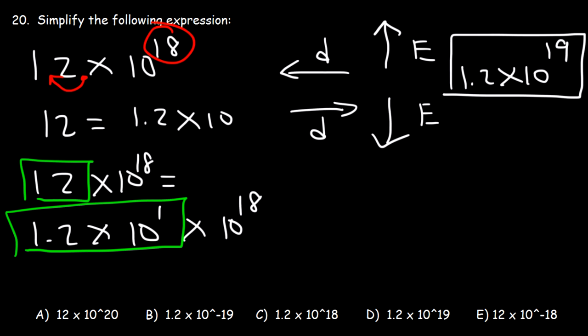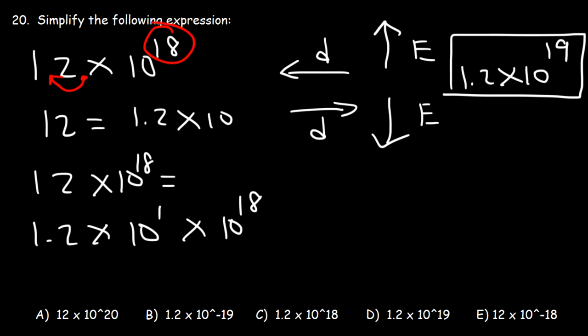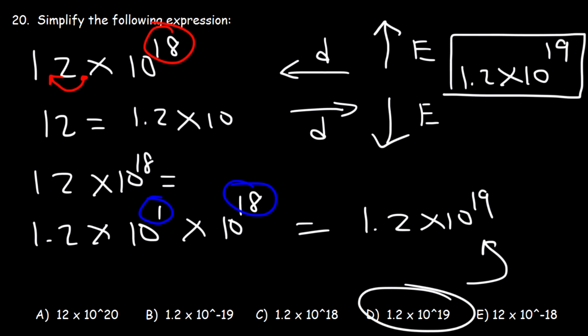So now you can combine 10 to the first power and 10 to the 18th. 1 plus 18 is 19. So therefore, this is equivalent to 1.2 times 10 to the 19th. Which means D is the right answer.